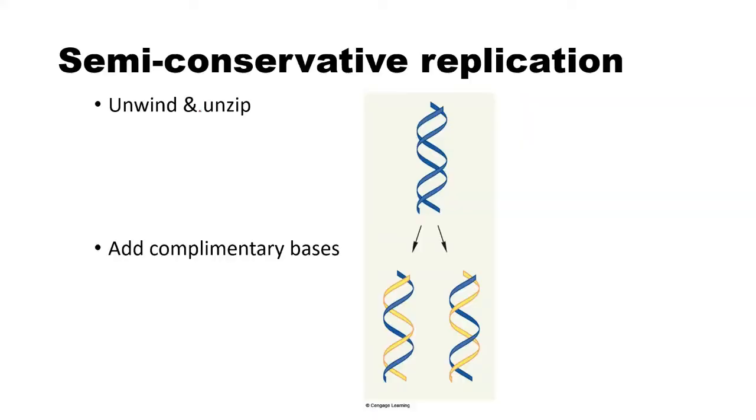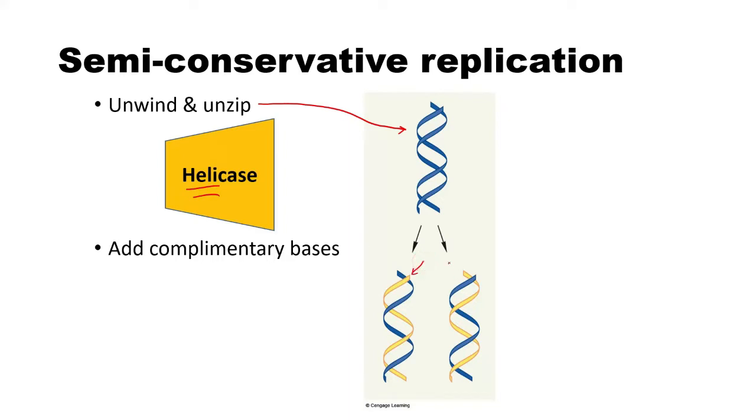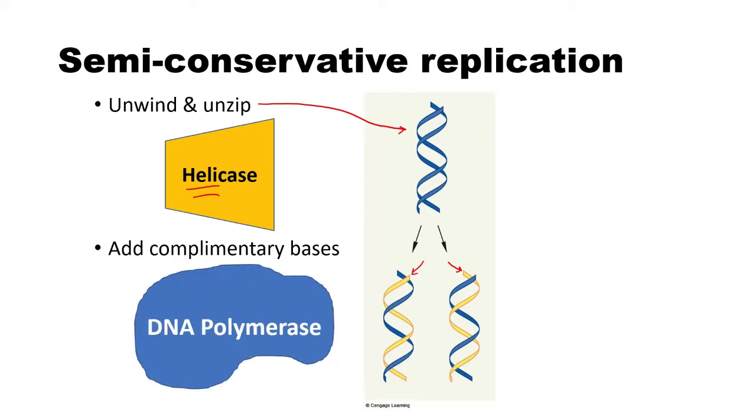Let's take a look. Now, one last piece. First, we need to unwind and separate or unzip this double helix. This is a pretty twisted up molecule. That job is done by an enzyme known as helicase. It deals with the helix of DNA. And then we need to add these new strands, these yellow ones down here. And so that's the job of DNA polymerase. It makes DNA polymers. Simple enough. So those are the two molecular tools we'll deal with in this one.